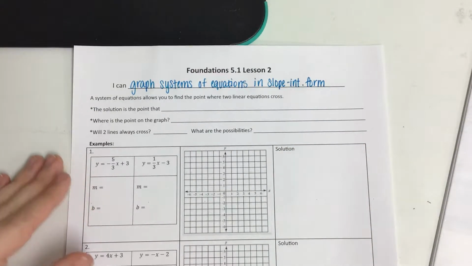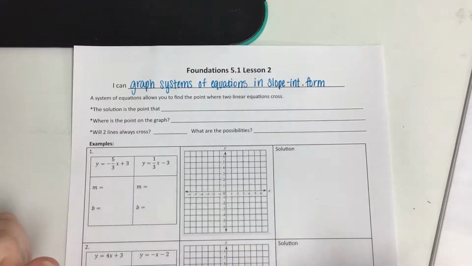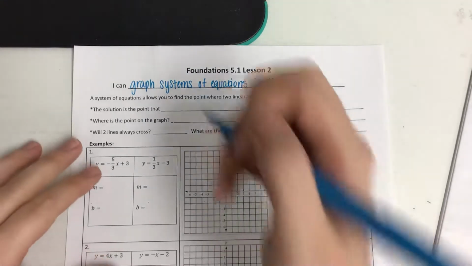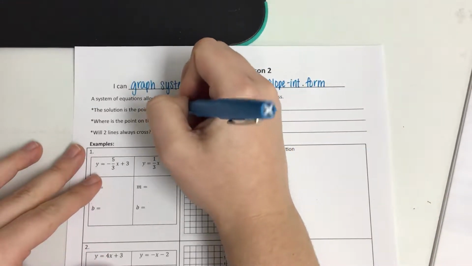So a system of equations allows us to find the point where two linear equations cross. The solution is the point that works for both equations.